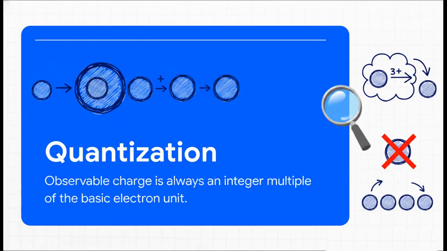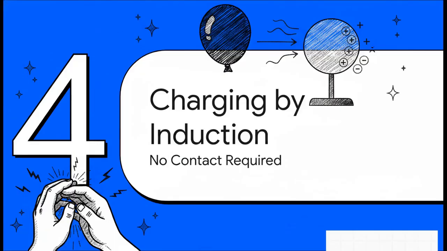So the crucial point is that this transfer of electrons happens in exact, whole numbers. This is a concept physicists call quantization. You absolutely cannot transfer half an electron. It's impossible. Charge always moves in whole, measurable packages. The total charge of any object is really just the number of extra or missing electrons multiplied by the basic charge of a single electron. It's just incredibly precise.